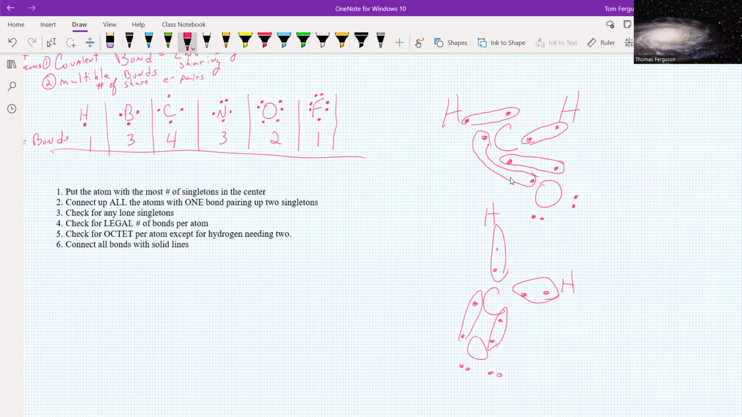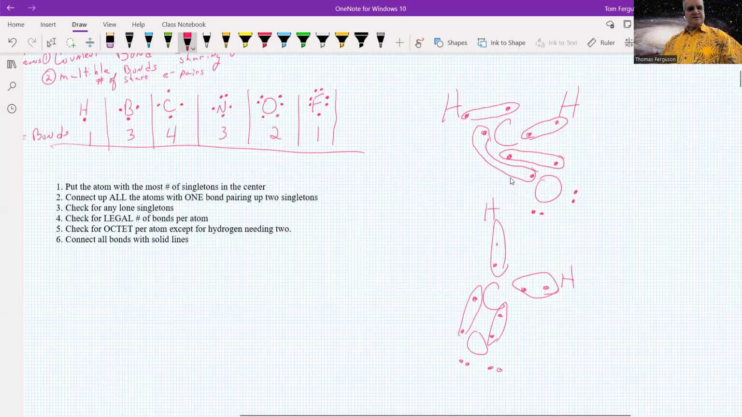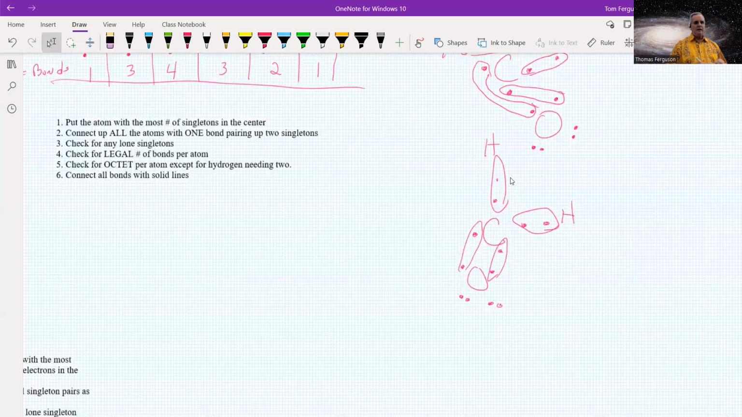So I still have the same connections. There's a carbon-oxygen double bond, and there's a single bond between all the hydrogens and the carbon. And we have no singletons left over. All right, check for legal number of bonds per atom.